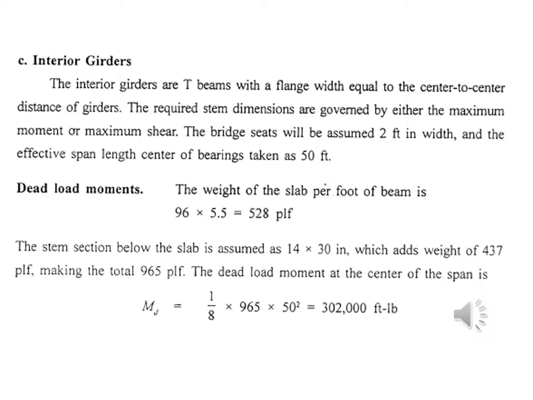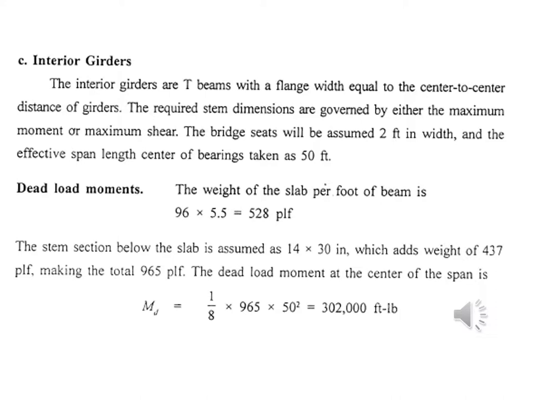The dead load moment is that the weight of the slab per foot of the beam is 96 multiplied by 5.5, which gives 526 pounds per foot. The stem section below the slab is assumed at 40 multiplied by 30 inches, with the weight of 437 pounds per foot, making the total 965 pounds per foot.